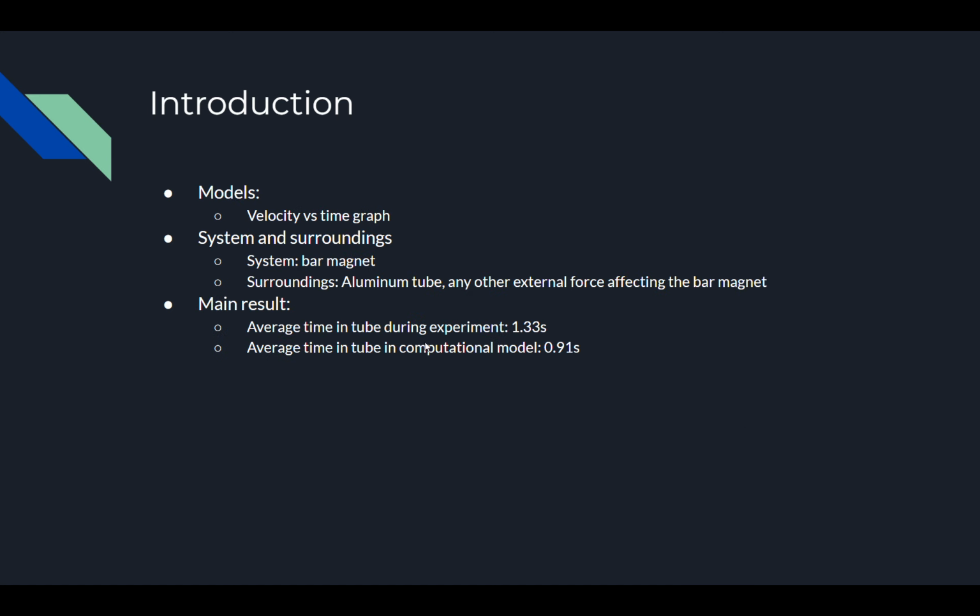To continue with the introduction, the model that was used to depict the computational data was a velocity versus time graph. For the system's surroundings, the system was a bar magnet, and the surroundings was the aluminum tube that the magnet would go through, as well as any other external force affecting the bar magnet. And the main result was that the average time in the experiment was greater than the average time in the tube in the computational model.